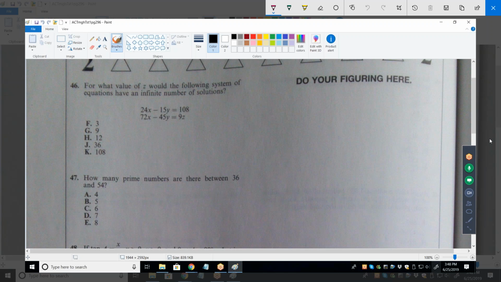All right. So if it's an infinite number of solutions, it would have to be the same equation, and we can find a value of z which will produce the same equation, which would be 3 times 108. So we can just divide that by 9, and we get 36. Very good.